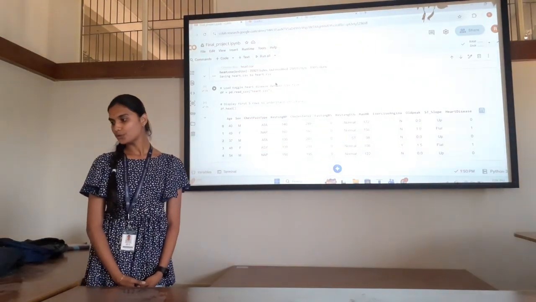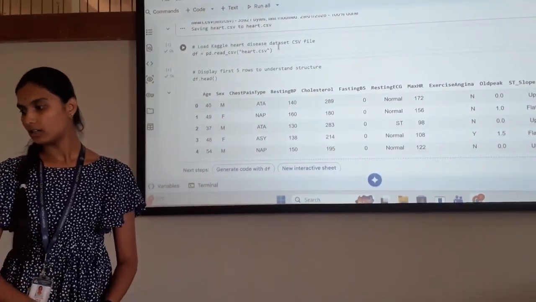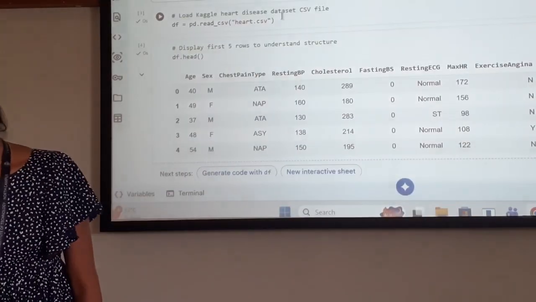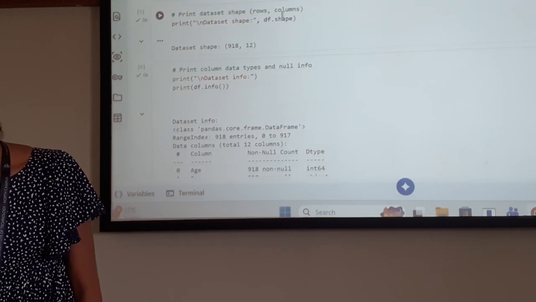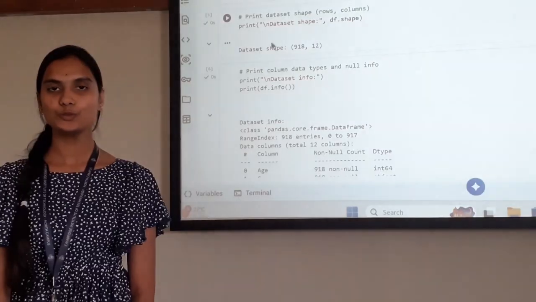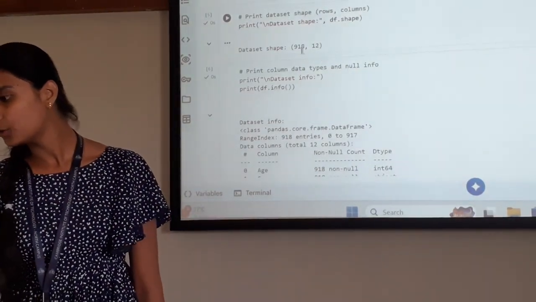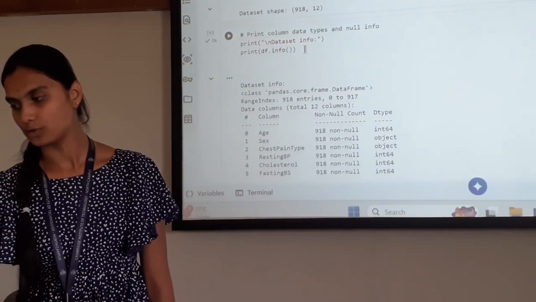df.head is used to print the first 5 rows of the data to understand the structure of the data. Here dataset.shape is used to know the number of rows and the number of columns, where there are 918 rows and 12 columns in my dataset.